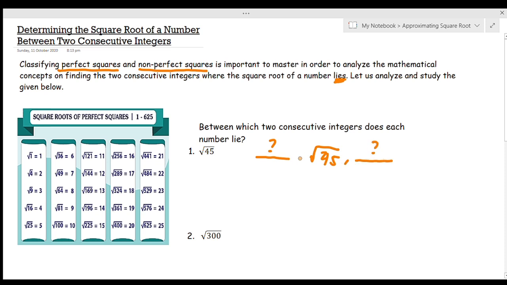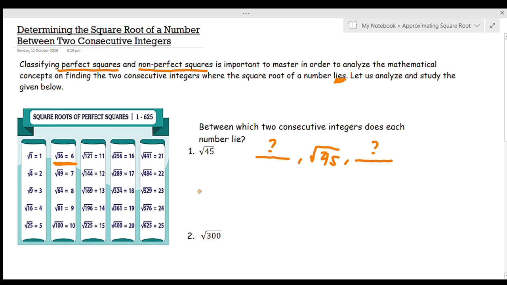Ano kaya yung number na nandyan? So for us to determine that, kailangan natin hanapin kung saan ba matatagpuan ang square root of 45. Dito po natin siya matatagpuan in between the square root of 36 and the square root of 49. So therefore, the next step that we need to do is to get that square root of 36.